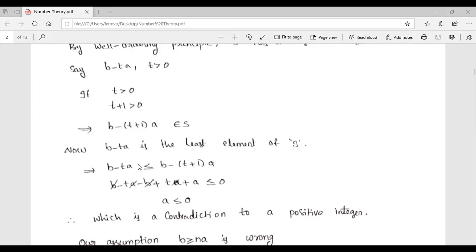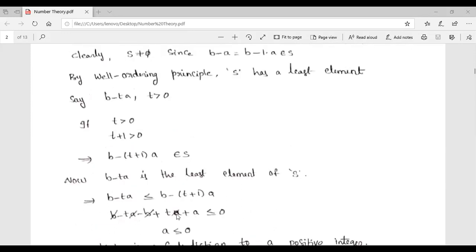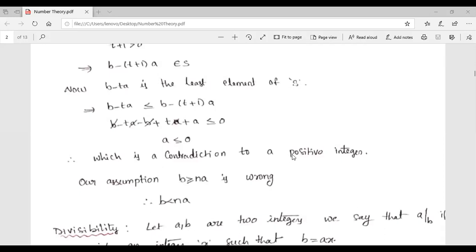So b minus ta less than or equal to b minus t plus 1 into a. So b minus ta, the left side, minus b plus t plus 1 into a, that is ta minus ta, and minus becomes plus a, less than or equal to 0. So all will be cancelled and the remaining is a less than or equal to 0. But here a is not less than or equal to 0; a is greater than 0, a is a positive number. So this is a contradiction to a being a positive integer.